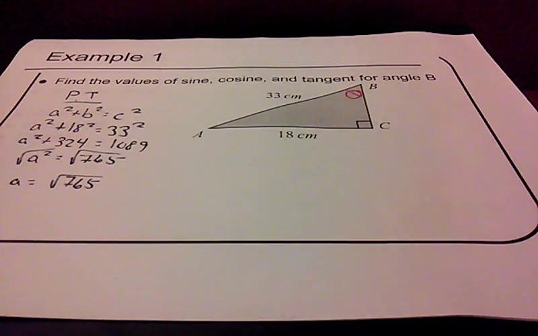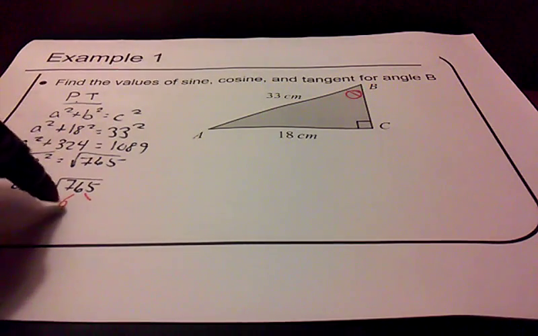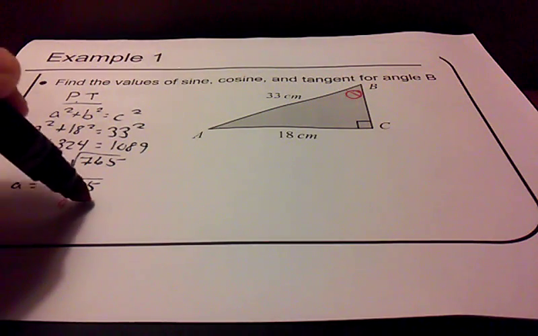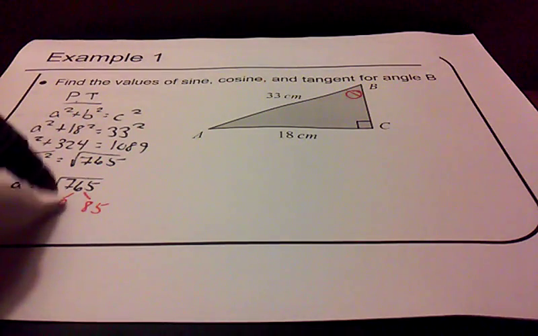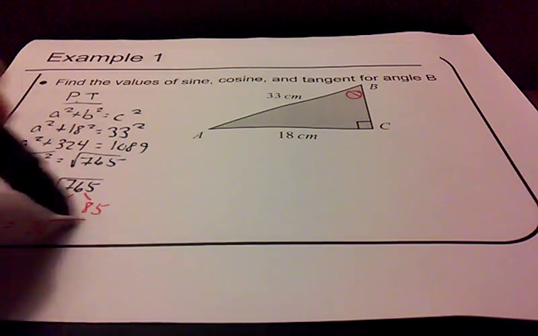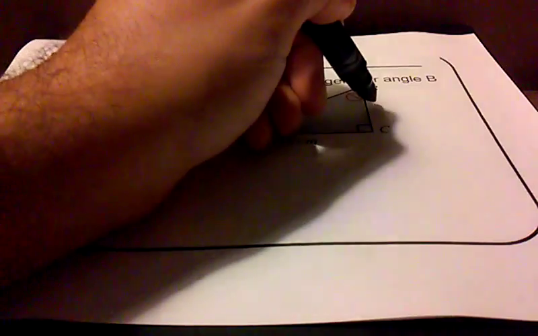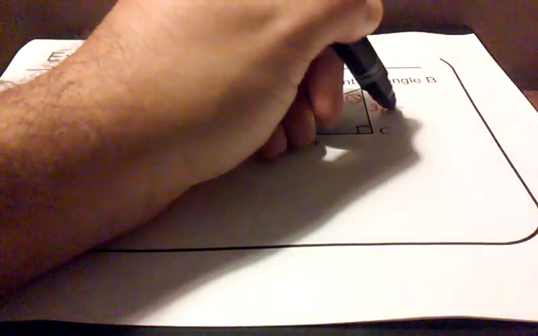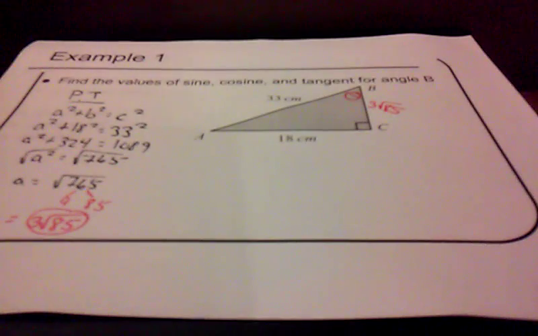And then just for the luck of the draw, I do know that 765 is the same thing as 9 times 85. And so I do know the square root of 9. The square root of 9 is 3, so I'm going to take that out. So a is going to be 3 on the square root of 85. And that will be my simplified value for a. So 3 square root of 85. All right.